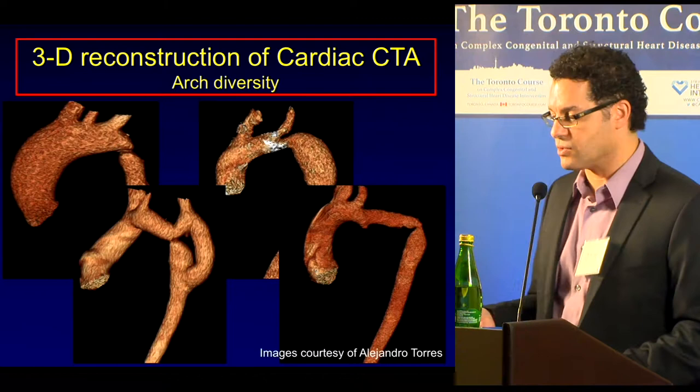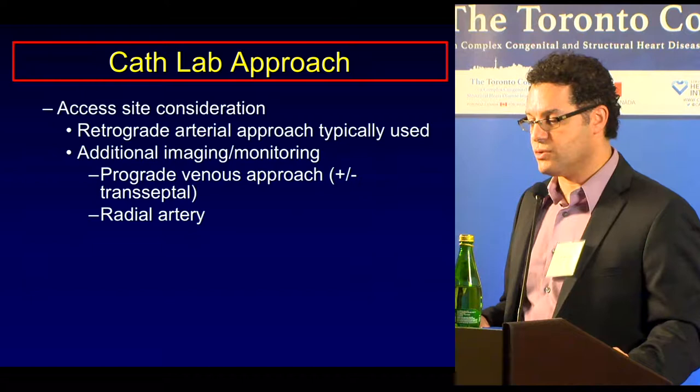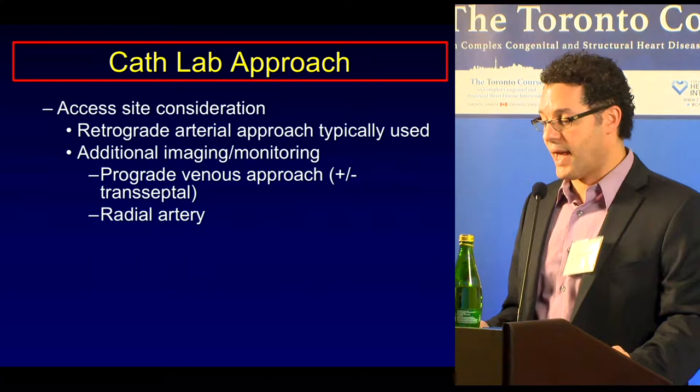So what do you do when you get to the cath lab? First, you have to think about where you're going to start, where you're going to go, which way you're going to approach. Retrograde is typically the approach that would be used. And then do you need to have additional monitoring or imaging from a prograde venous approach? If you have an ASD, do you want to just simply go around? Do you need a transseptal? Are you going to get radial artery access?